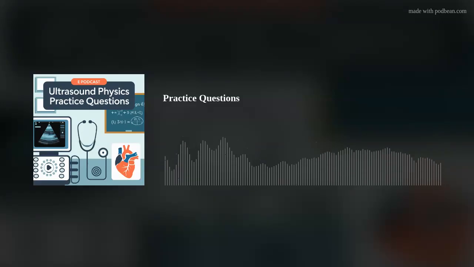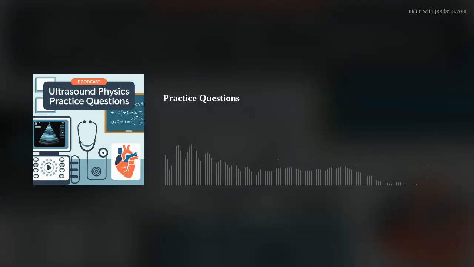Not quite. There's a trade-off here. A higher PRF lets us sample those echoes more often, which is good for certain things like Doppler, but it also means there's less time for those echoes to come back from deeper structures. So if we crank up the PRF too high, we might miss those echoes from deep down because they haven't had time to get back to the transducer before the next pulse is sent out.